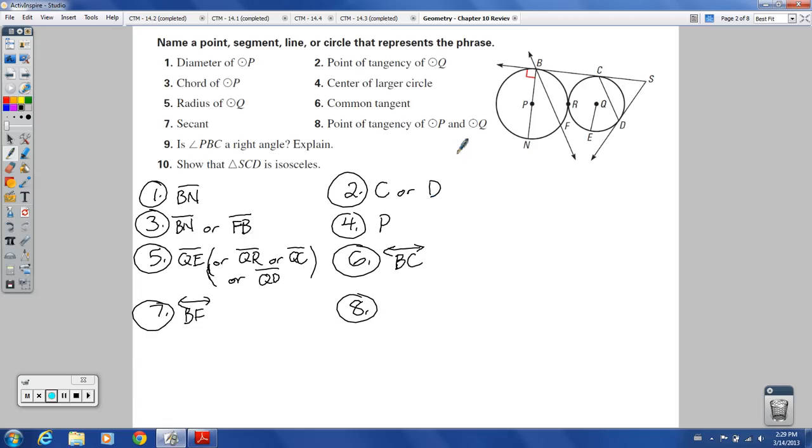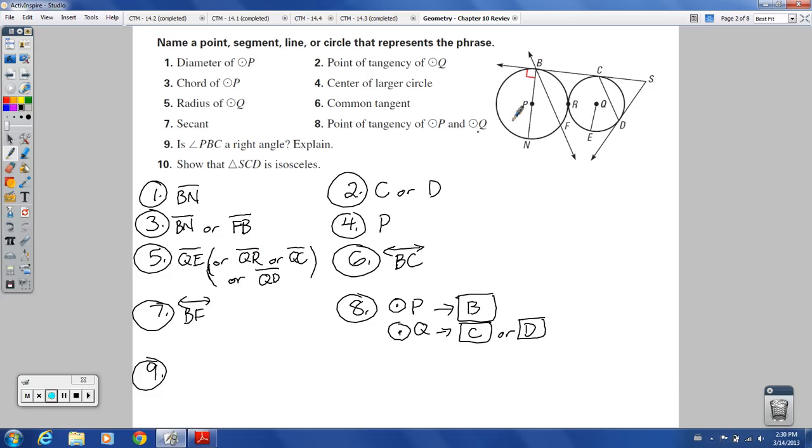And number 8, the point of tangency of circle P and circle Q. Looks to me here like the point of tangency of circle P would be B, and the point of tangency of circle Q would be C. So I'm just going to label it like this. Circle P, it's B, and circle Q, that goes with C there. You could say C, or you could say D in this case too, because that's another point of tangency right there.